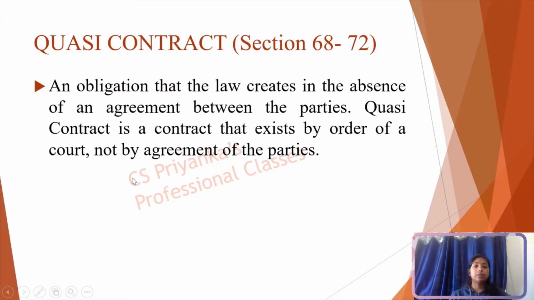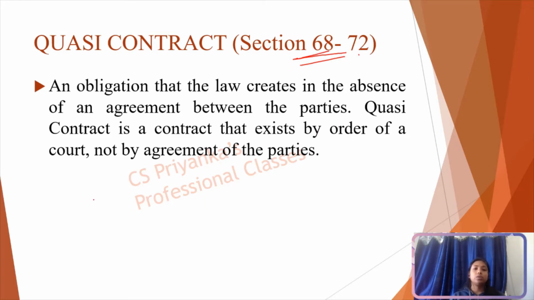So first, let us start with the quasi contract, which is coming under section 68 to 72 of Indian Contract Act 1872. So what is quasi contract telling, let me read this, then I will explain you in my own words. An obligation that the law creates in the absence of an agreement between the parties. Quasi contract is a contract that exists by the order of a court, not by the agreement of the parties.